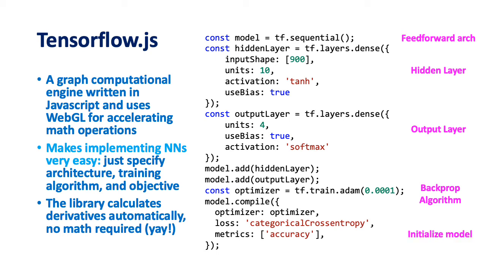We specify the optimizer, we specify the objective function, which is categorical cross entropy, and we define the metrics to report when the model is being trained. In this case, it's just accuracy, how many things it got right.